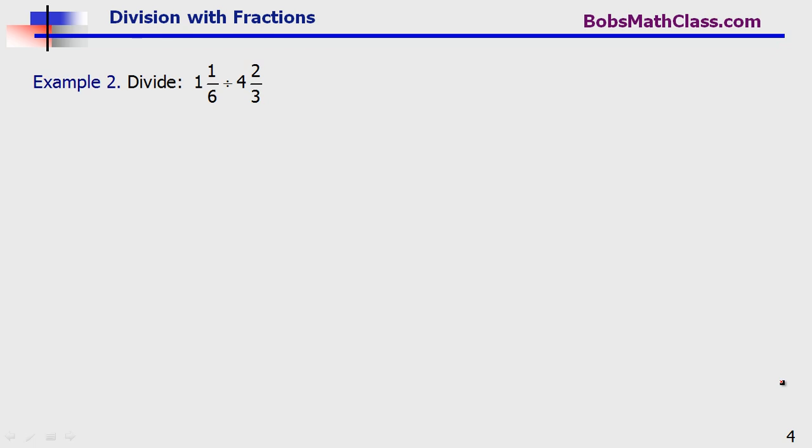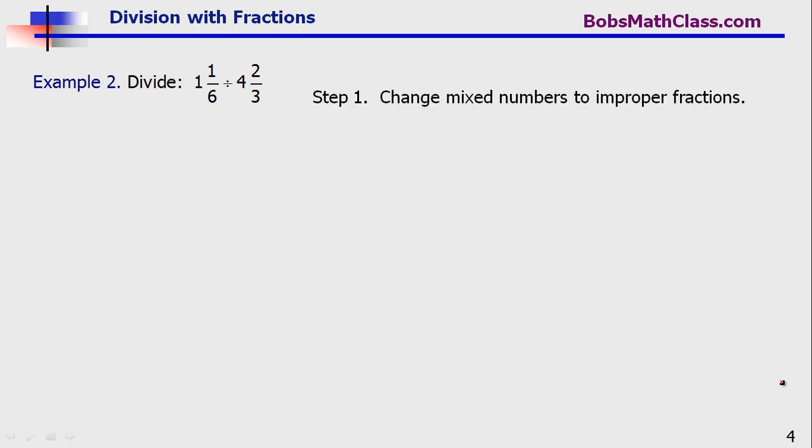Okay, let's get started. So change the mixed numbers to improper fractions. The first fraction would be 1 times 6 is 6, plus 1 is 7/6. And then the second fraction we're going to multiply and then add. 4 times 3 is 12. 12 plus 2 is 14, so 14/3.